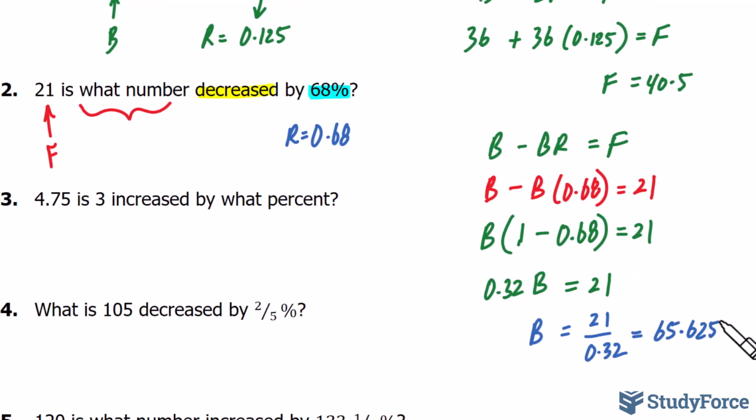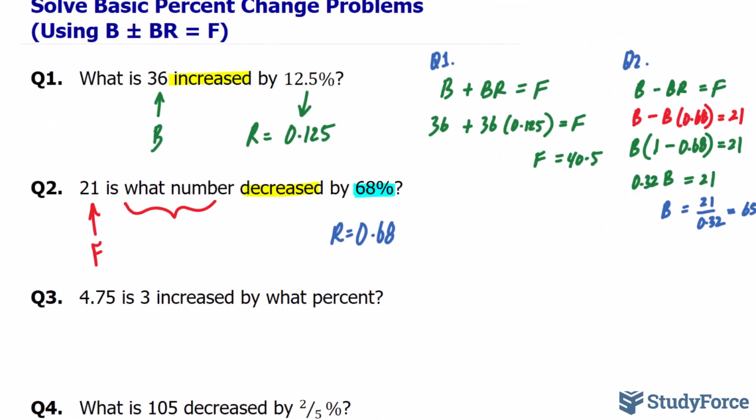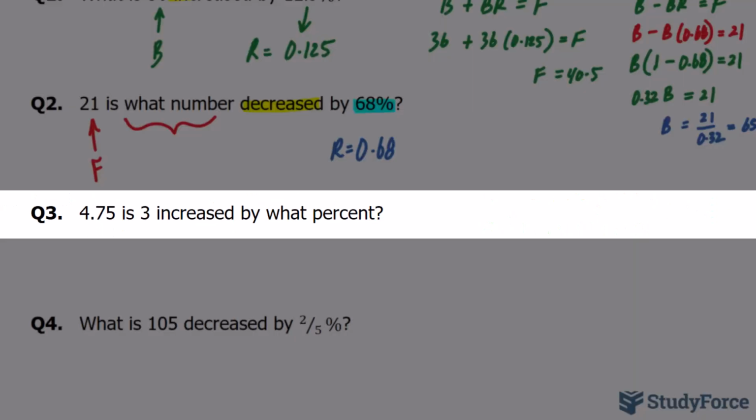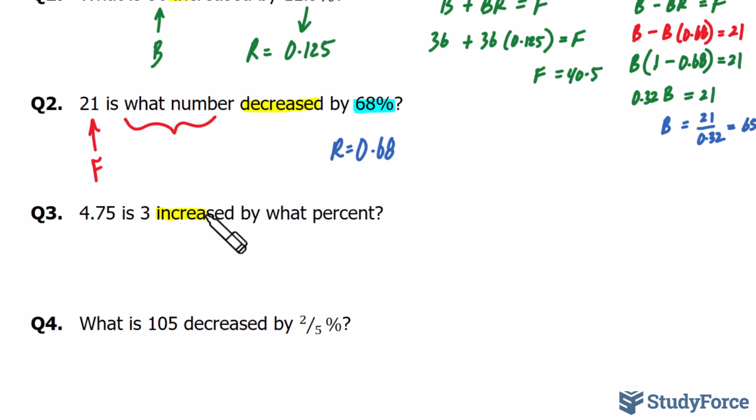65.625. So if you start with 65.625 and decrease it by 68%, it will become 21. Let's try another example. This time question 3. 4.75 is 3 increased by what percent? So the key word here is increased, and that means we'll be using the plus version of the formula.